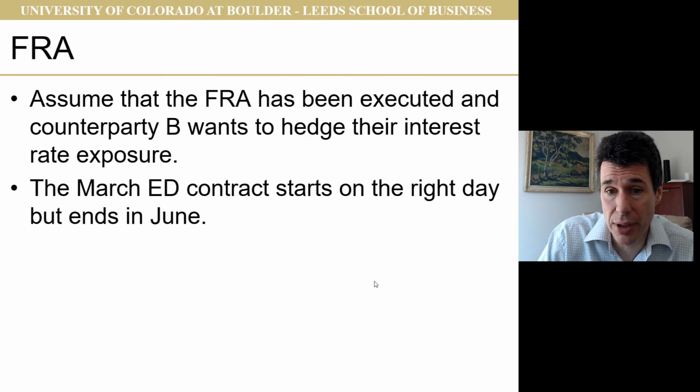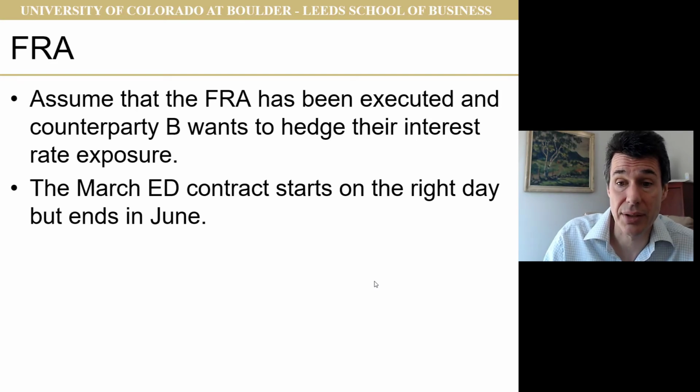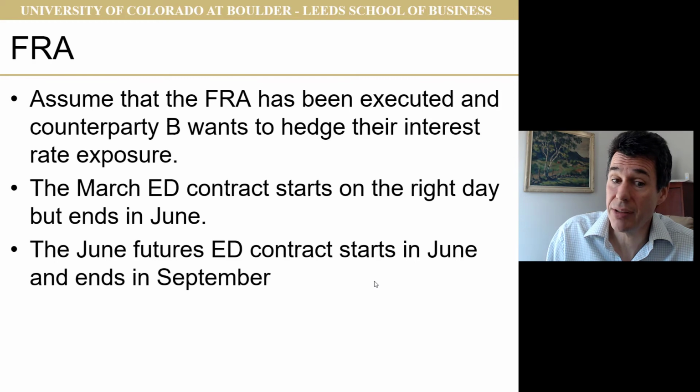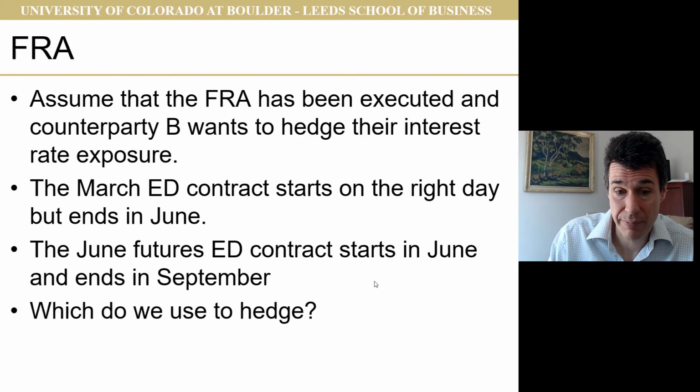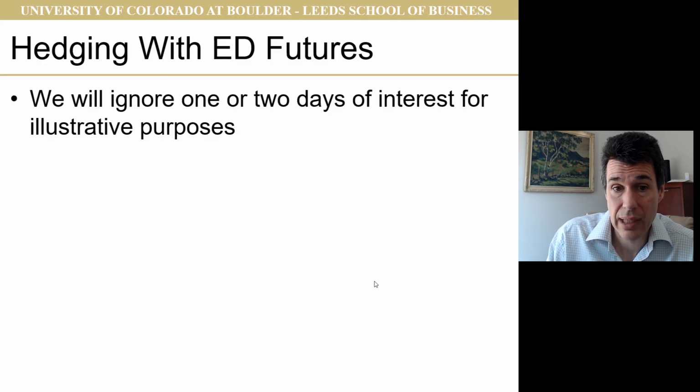The March Eurodollar contract starts on the right day, but actually it ends in June. It's a 90-day contract. It's a 90-day rate that underlies that contract. The June contract starts in June and ends in September. We're going to use both contracts to hedge. So we're ignoring a couple days of interest.